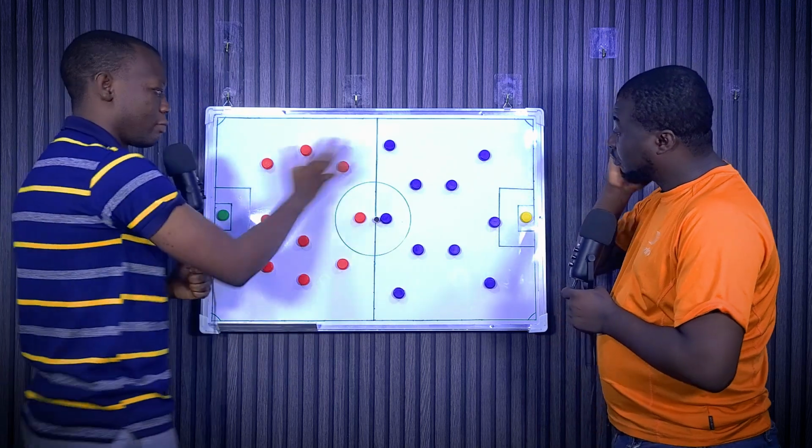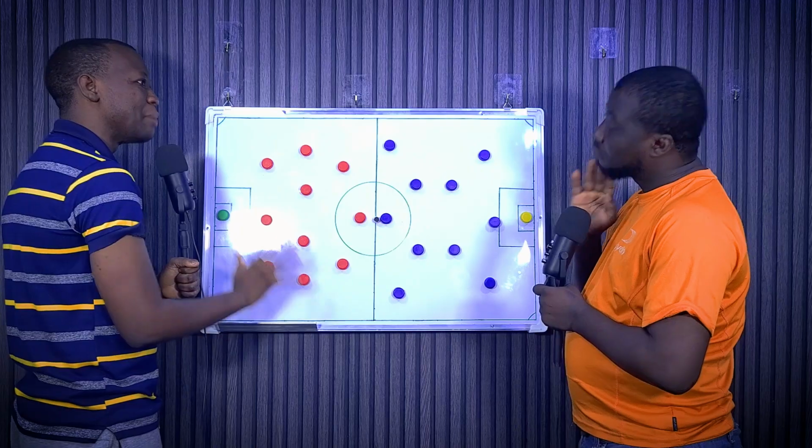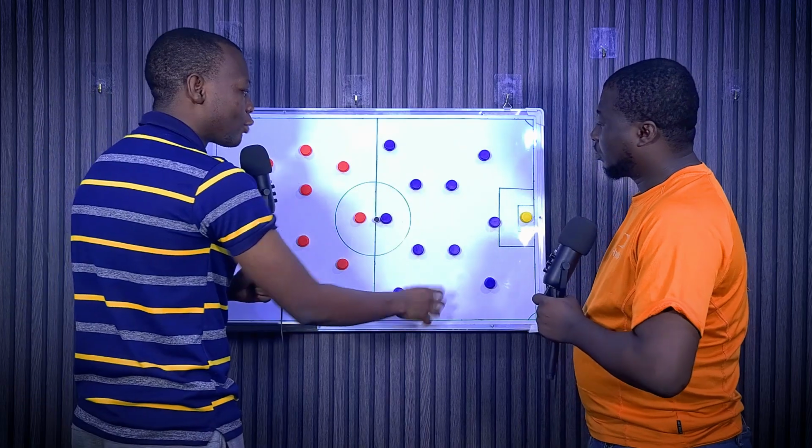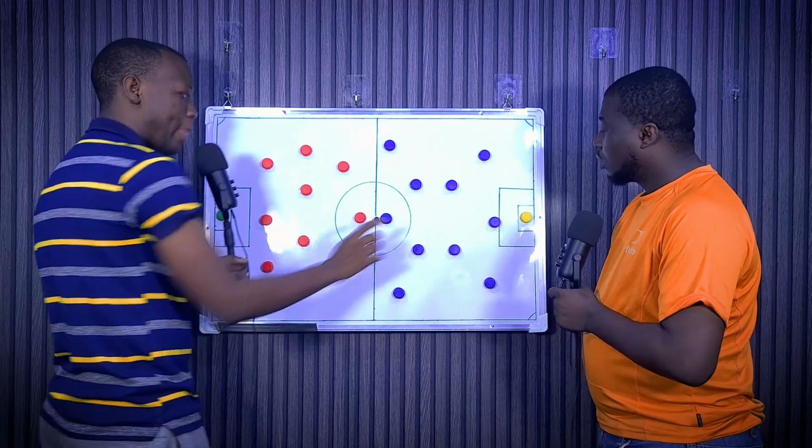Now, this is the build-up structure of both teams. This one doesn't need to change anything. They build up like that. While this one, you have to teach your fullbacks to invert into the midfield. Now, that is the basic structure.